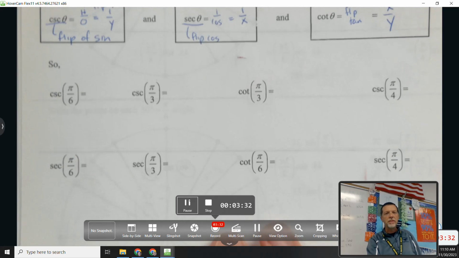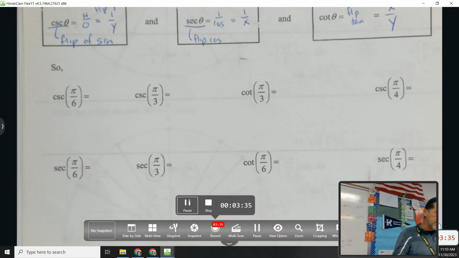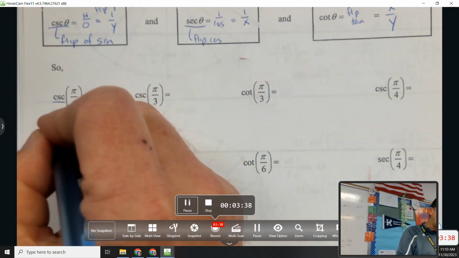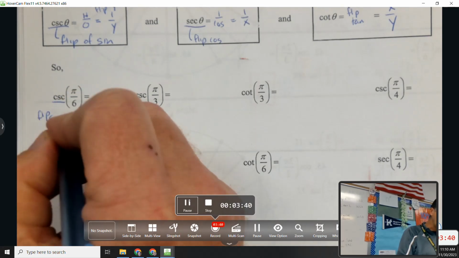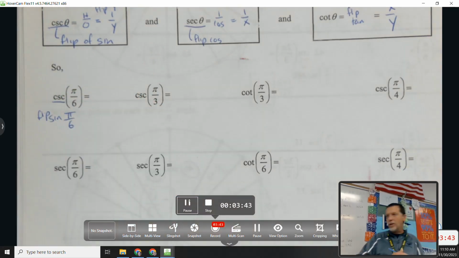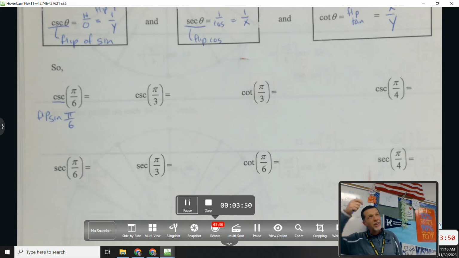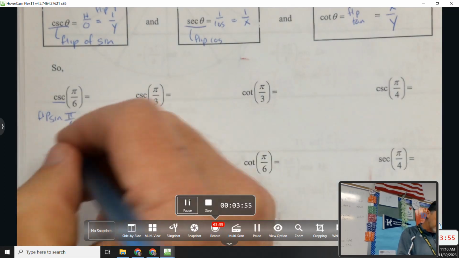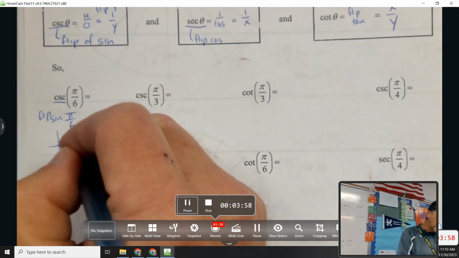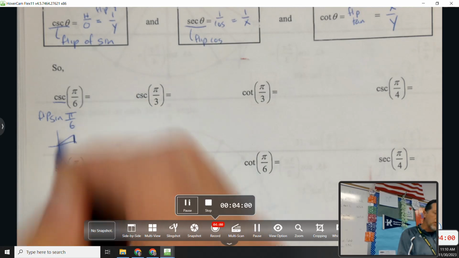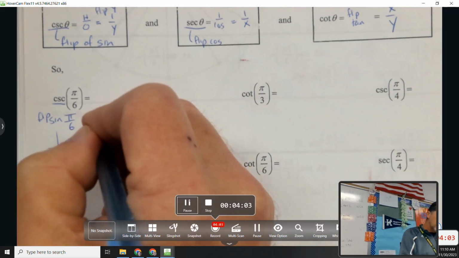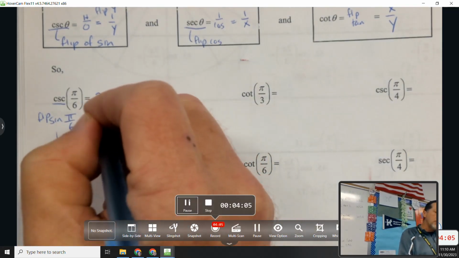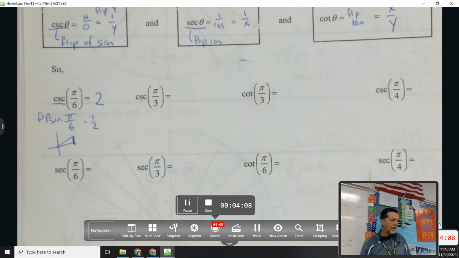So let's do a couple of these. Cosecant of pi over 6. So I want the flip of the sine of pi over 6. And again, for these first few, I'm going to write all of my thought processes. Once you've done some of these, you're going to stop writing them out. You're just going to start thinking and flipping and going places on the unit circle, and that's fine. Okay, pi over 6 is right there. The sine of it is the y-coordinate. So that's 1/2, but I need to flip it, and if I flip 1/2, I get 2.